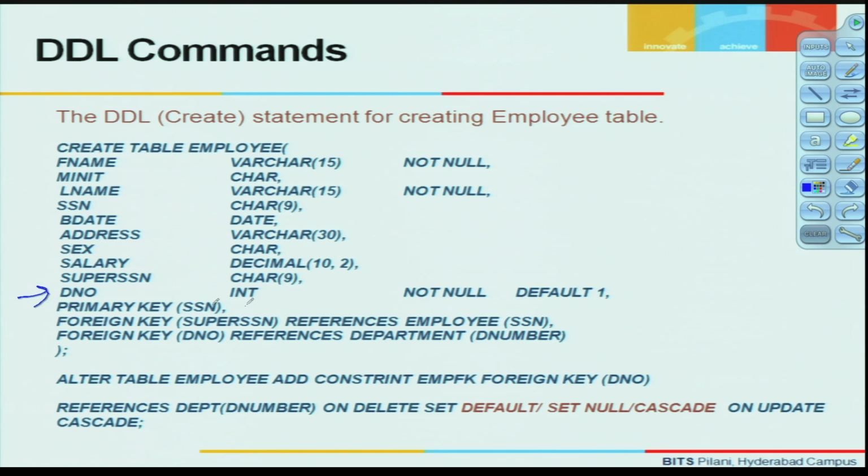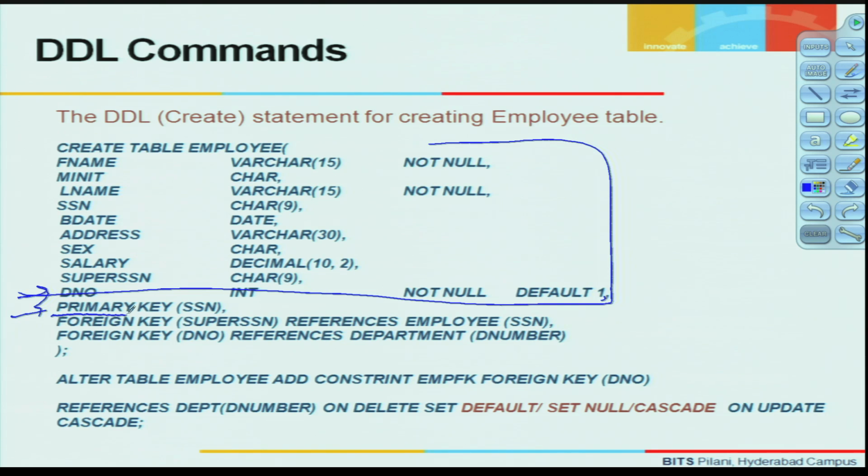Up to this point we have been defining the attributes. The list of attributes is separated by commas. Then immediately after a comma I am going to specify the key constraints for the table. For the primary key constraint, what keyword am I going to use? PRIMARY KEY. It is not a single word; there is a space between the words primary and key.